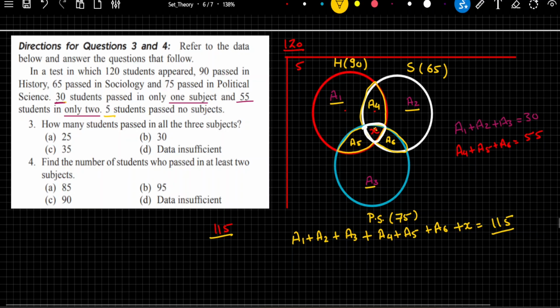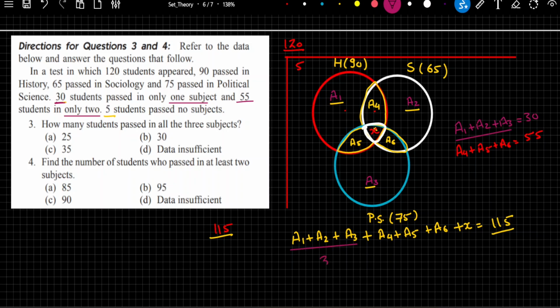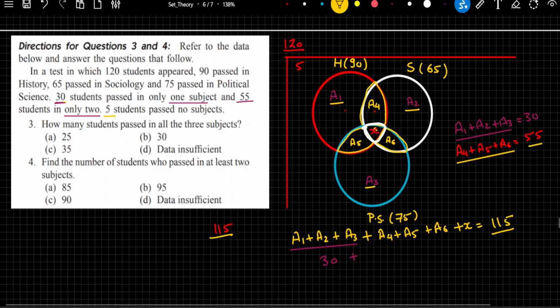Now what will you do? See, it's very easy. You will say, sir, A1, A2 and A3, the sum of these three variables is 30. So let me write 30 here, plus. Then what else do you know? The sum of A4, A5 and A6 is 55. So in place of A4, A5 and A6, you would write 55. Alright. And then plus X equals 115. This way, you would be able to find the value of X.